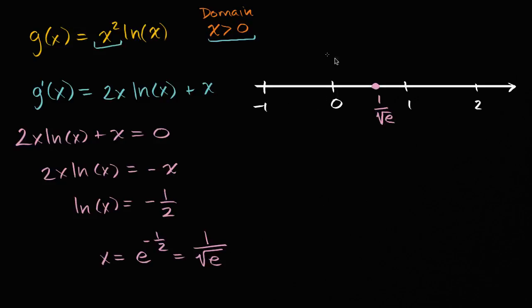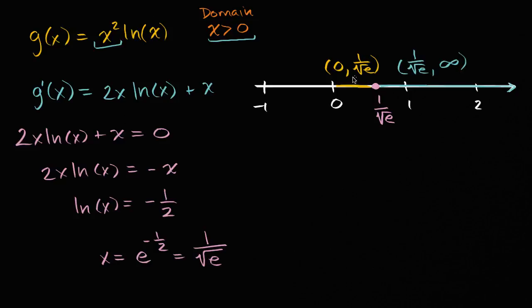And we know that we're only defined for all x greater than 0. So let's think about the interval between 0 and this critical point right over here, the open interval from 0 to 1 over the square root of e. Let's think about whether g prime is positive or negative there. And then let's think about it for x greater than 1 over the square root of e. So that's the interval from 1 over the square root of e to infinity.